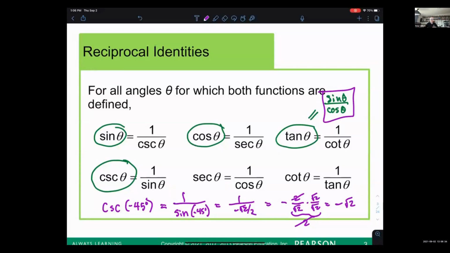Questions, comments so far with this introduction of some of these other functions based on sine and cosine?